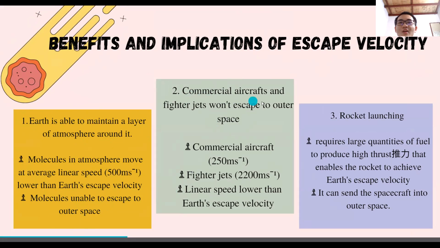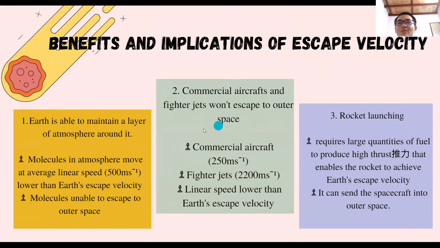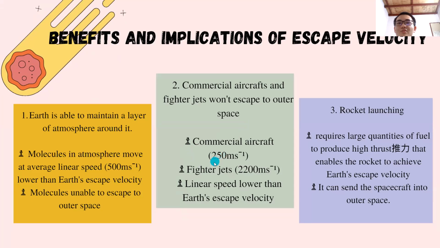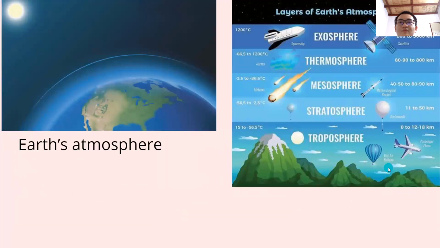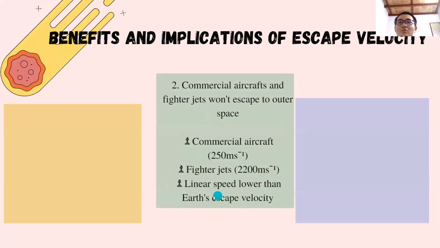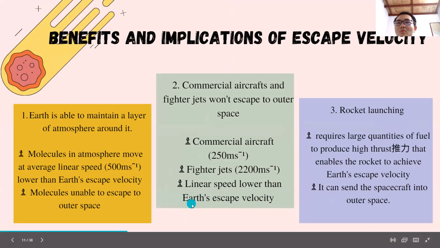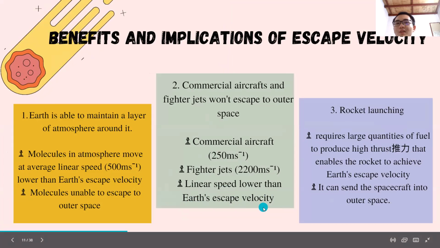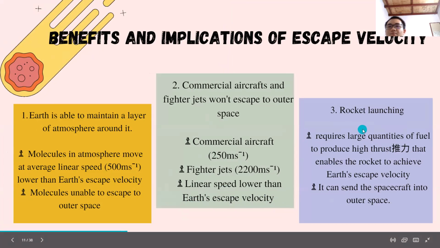Second, commercial aircraft and fighter jets won't escape to outer space. For example, a commercial aircraft is only 250 meters per second and a fighter jet is 22,000 meters per second. So they are unable to escape to outer space because their linear speed is lower than Earth's escape velocity.